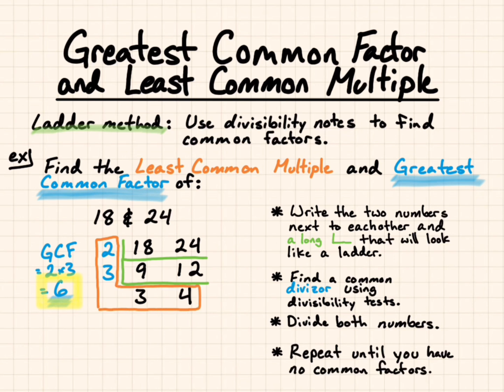My least common multiple, I make a big L out of the side here, and it's 2 times 3 times 3 times 4. I just multiply along the side here. And 2 times 3 is 6, times 3 is 18, times 4 is 72. So 72 is my least common multiple. We're going to try a couple more examples.